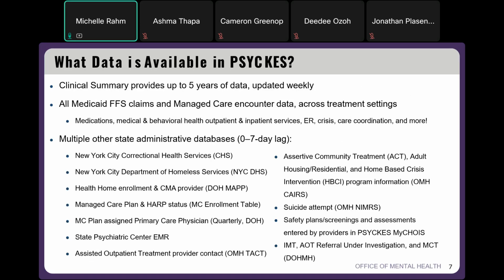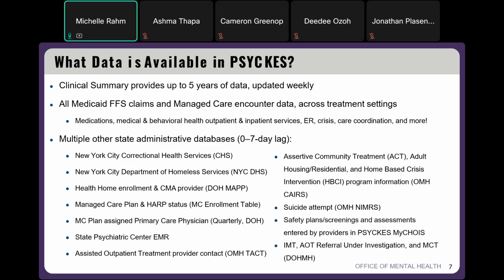All right, now we have the data available in PSYCKES. So we have that client level clinical summary, and it provides up to 5 years worth of data. Again, that's updated weekly. We really have two main buckets of data sources in our application. So we have our main bucket, which is Medicaid fee-for-service claims and managed care encounter data. And again, this is across treatment settings, not just limited to behavioral health data. So we have information on medications coming from Medicaid, medical and behavioral health outpatient and inpatient services, ER and crisis services, care coordination information, and more.